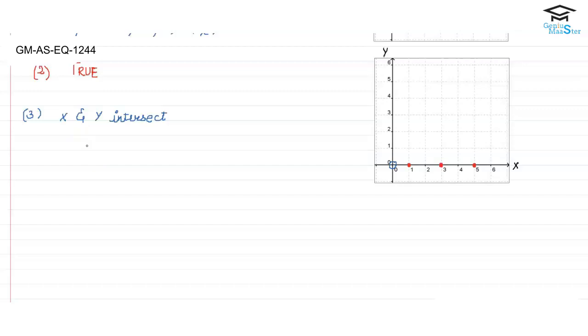This means that the coordinates of the origin will be the intersection of the lines y equal to 0 and x equal to 0. So the statement that the coordinates of the origin are the point where both y and x are 0 is actually a true statement. Let's move to the next part.